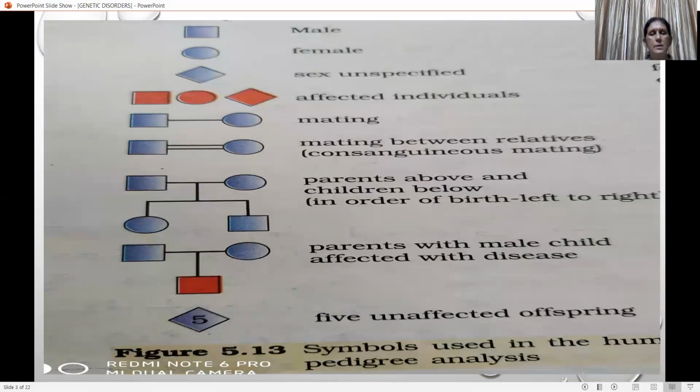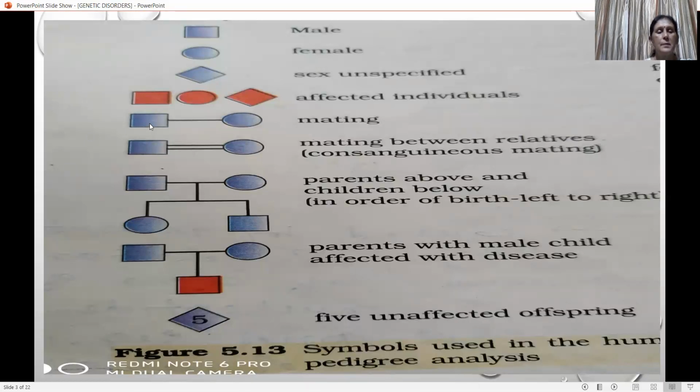First one, if it is a rectangle, it denotes a normal male in the pedigree chart. If it is a circle, it denotes a normal female, and if it is a square, the sex is unspecified, when we do not know whether it is male or female. And if the rectangle and circle are red in color, then they are called affected individuals.